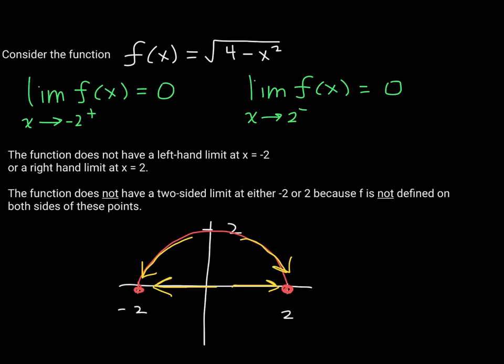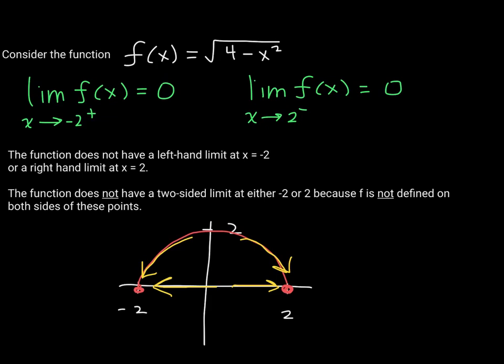So all we can say is that the function does have a one-sided limit as x approaches -2 from the right, and that the function has a one-sided limit as x approaches 2 from the left. Okay? I hope that's clear. Let's move on.